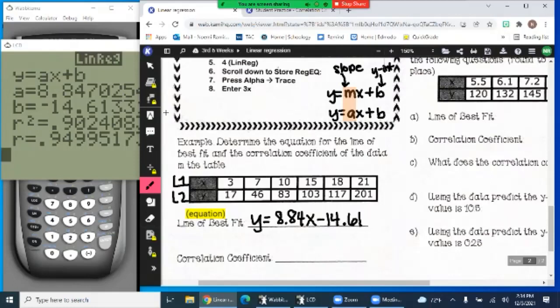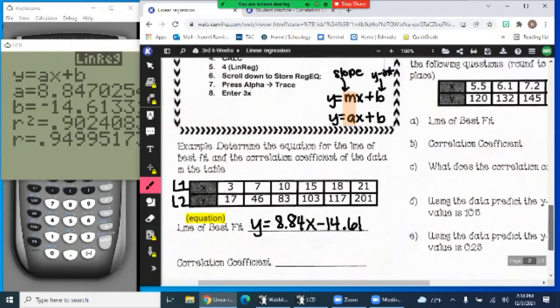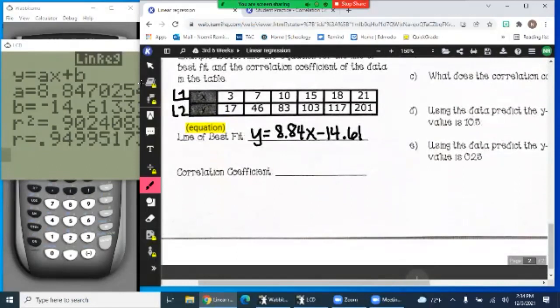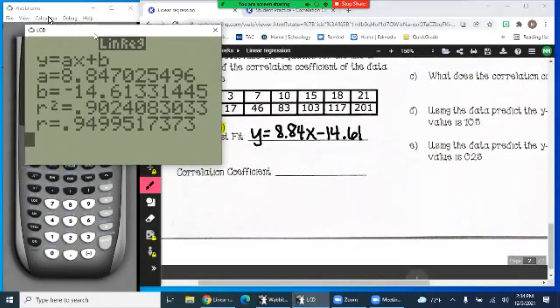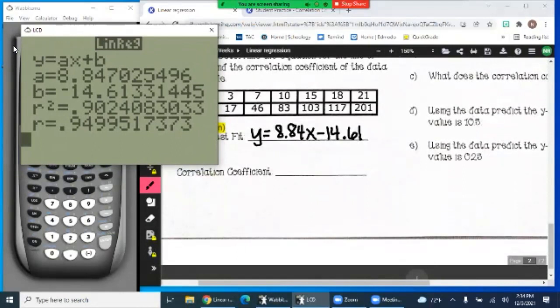Once again, it's just an estimate. It's not an exact. This one is not a straight line. The points are not lined up perfectly together. Okay. What is the correlation coefficient of this? Which one of these values do we look at to find the correlation coefficient?